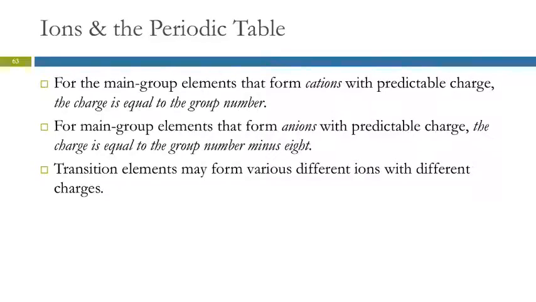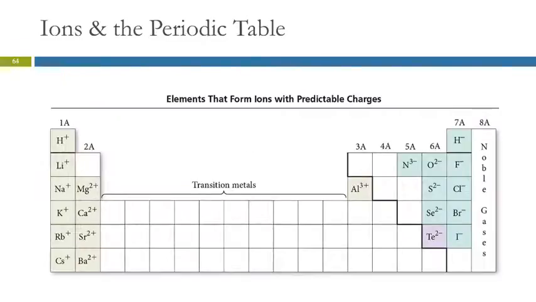Those transition elements are pretty unpredictable. Some of them form 2 or more different ions. And so those are not as easy. So here are elements that form ions with predictable charges. It's easier to talk about all this with a periodic table to point at.